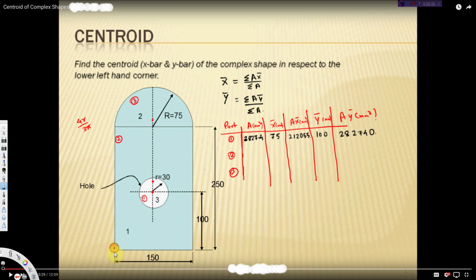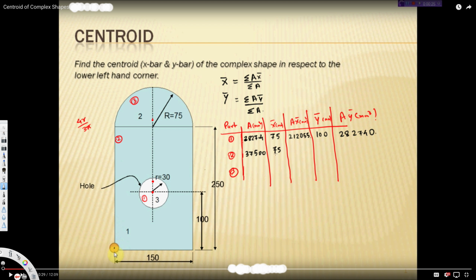The second object is the rectangle. We are taking this rectangle. The area of the rectangle is going to be length times the width. So it's 250 times 150, and if you multiply both of them together, you will get 37,500. And the x bar is exactly in the middle, so it's going to be 75.